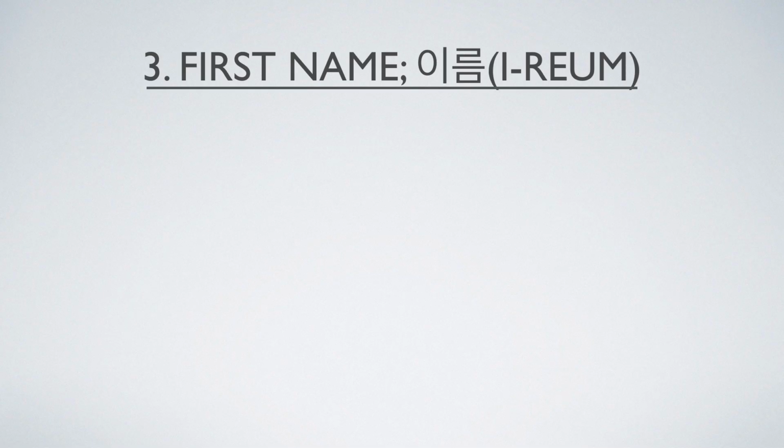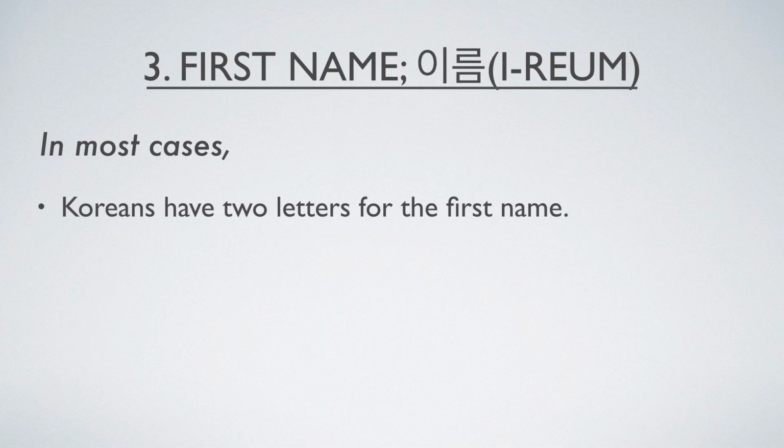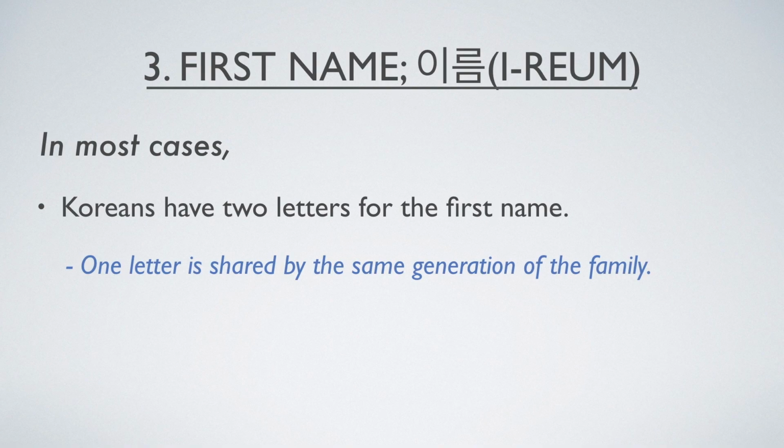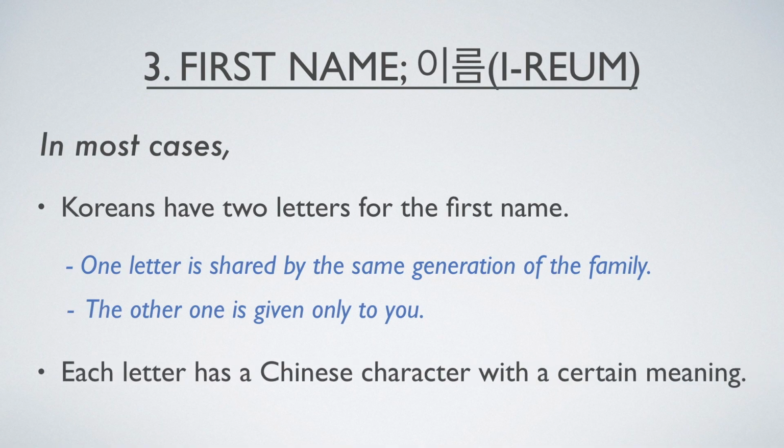First name, 이름. In most cases, Koreans have 2 letters for the first name. 1 letter is shared by the same generation of the family, and the other one is given only to you. Each letter has a Chinese character with a certain meaning. Let me explain with the family tree of Kim Ji-nu.